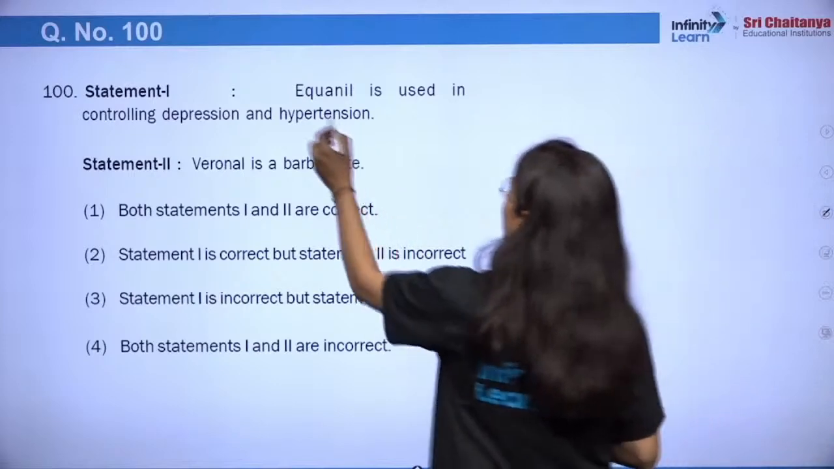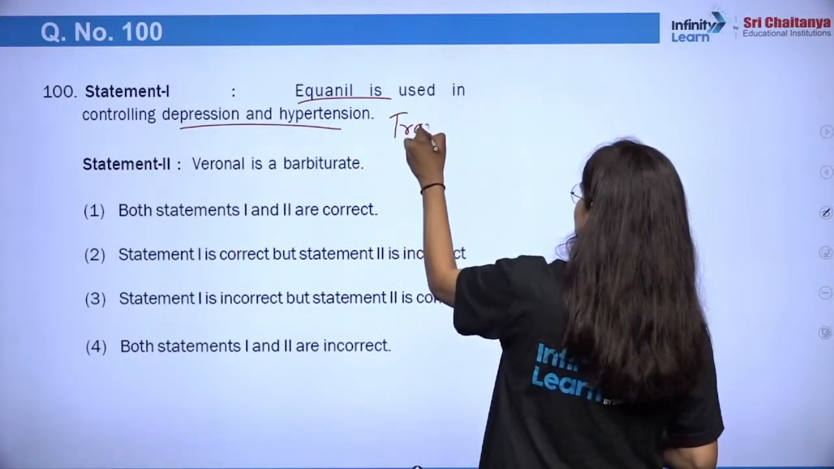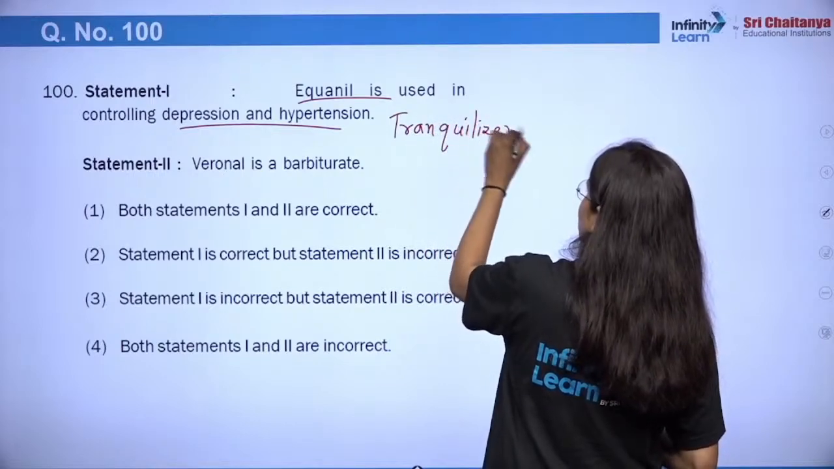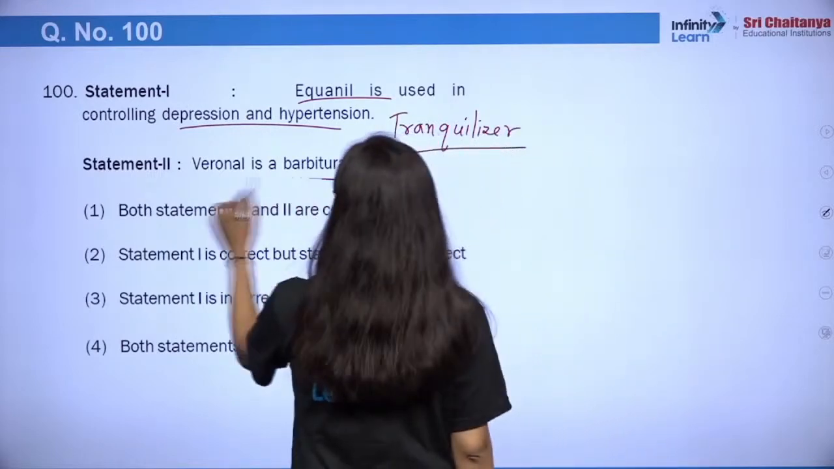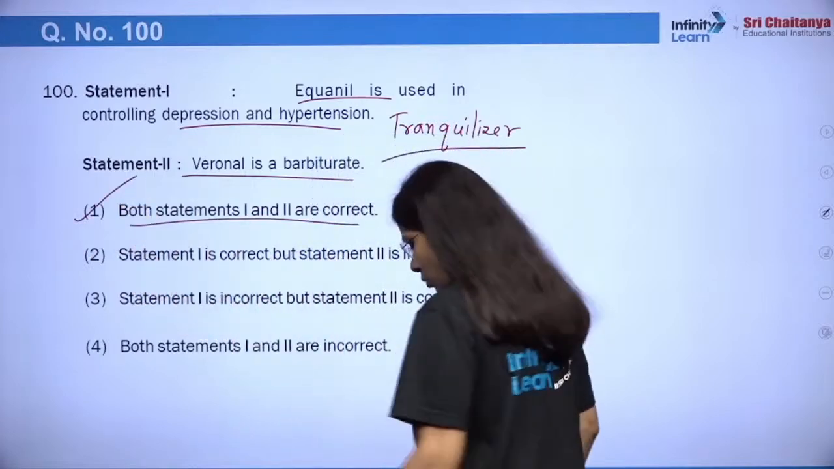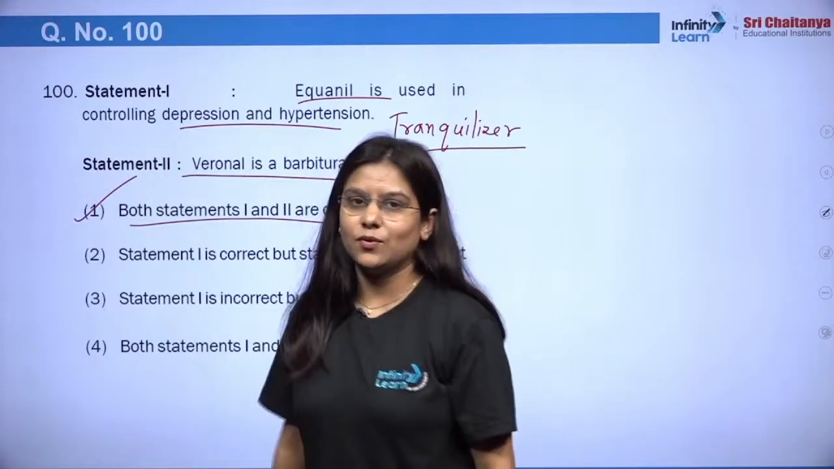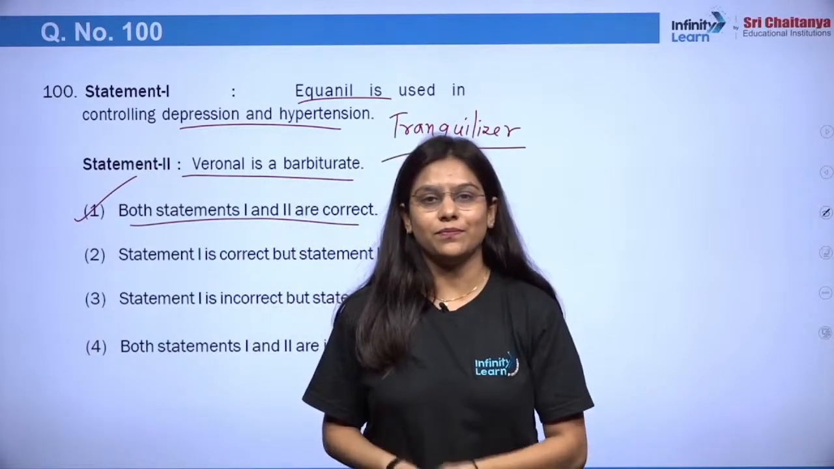Equanil is used for controlling hypertension, depression. Yes, it is a tranquilizer. Equanil is a tranquilizer. Veronal is a barbiturate. This is also correct. So both these statements are correct. So my option is, correct answer is option number 1. Okay. So last में जाते जाते pen भी गिर गया. So that's all from my side.